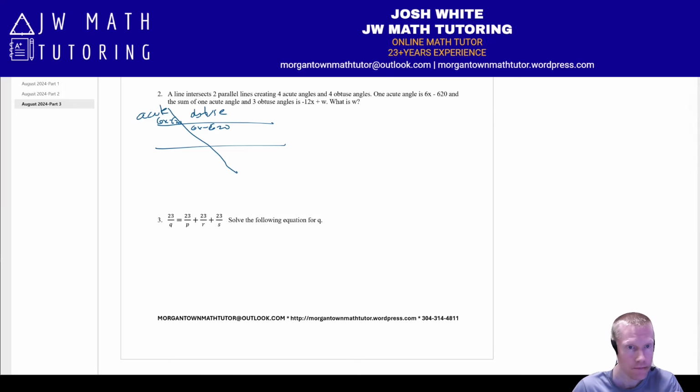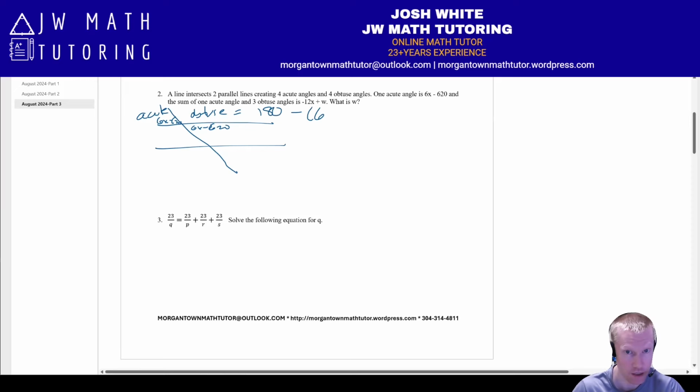So the measure of the obtuse angle is going to be 180 minus whatever the measure of the acute angle is. So that's 6x minus 620. Or in other words, if you simplify this, let's see here, it's going to be 800 minus 6x. So that's the measure of one obtuse angle.